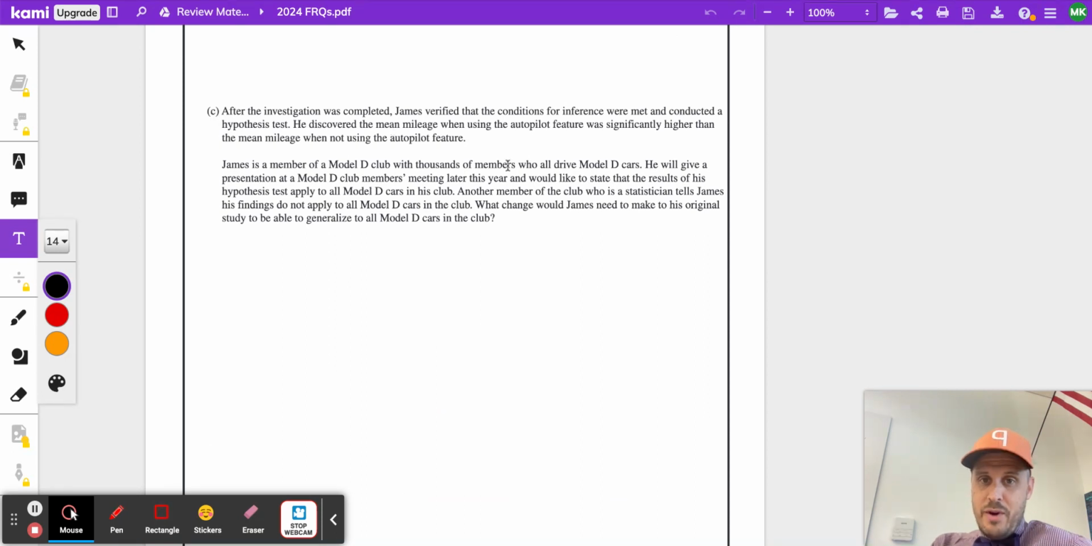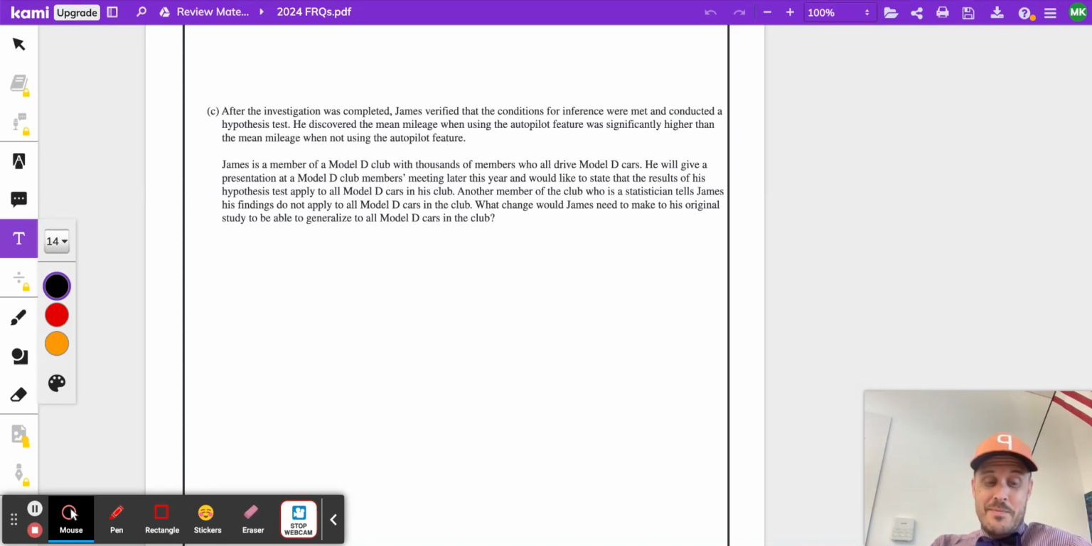After the investigation, James verified the conditions for inference were met and conducted a hypothesis test. He discovered the mean mileage when using the autopilot feature was significantly higher than the mean mileage when not using it. He's a member of the Model D Club with thousands of members who all drive. He'll give a presentation much later in the year, and would like to state the results of the hypothesis test. Another member who is a statistician tells James his findings do not apply to all Model D cars in the club. What change would James need to make to his original study to generalize?